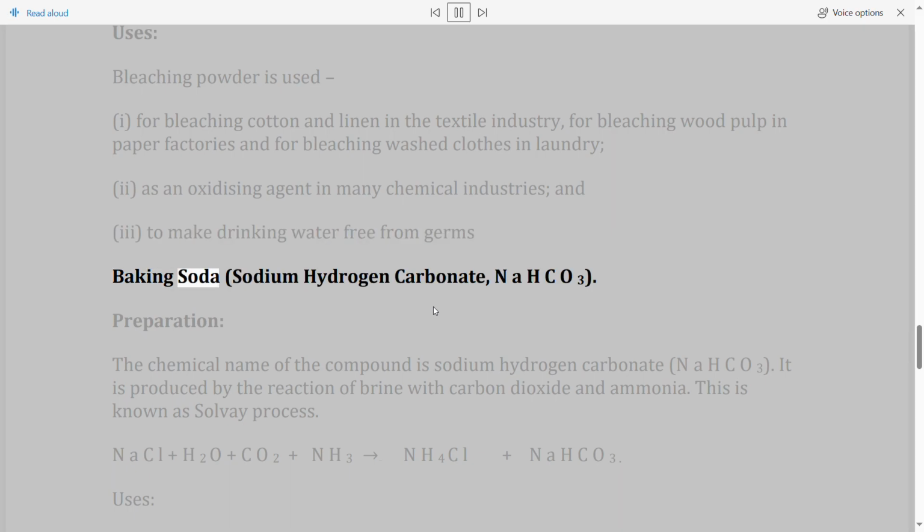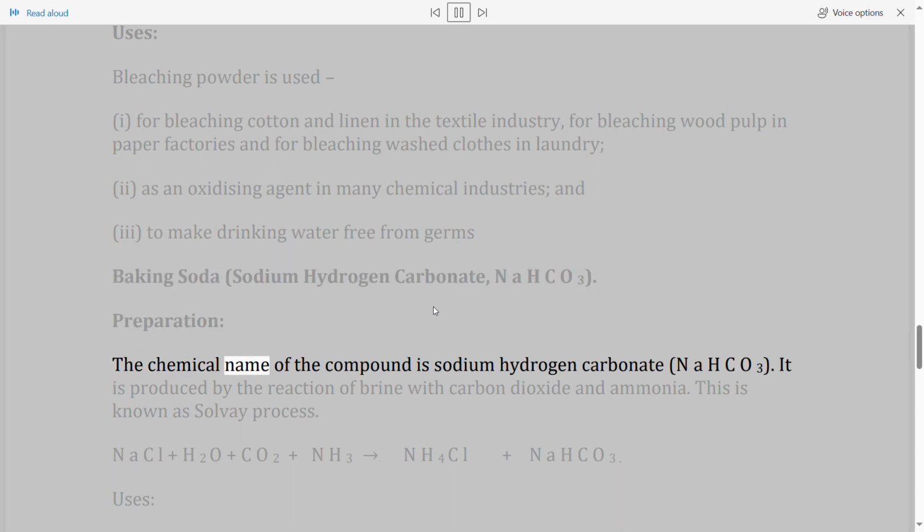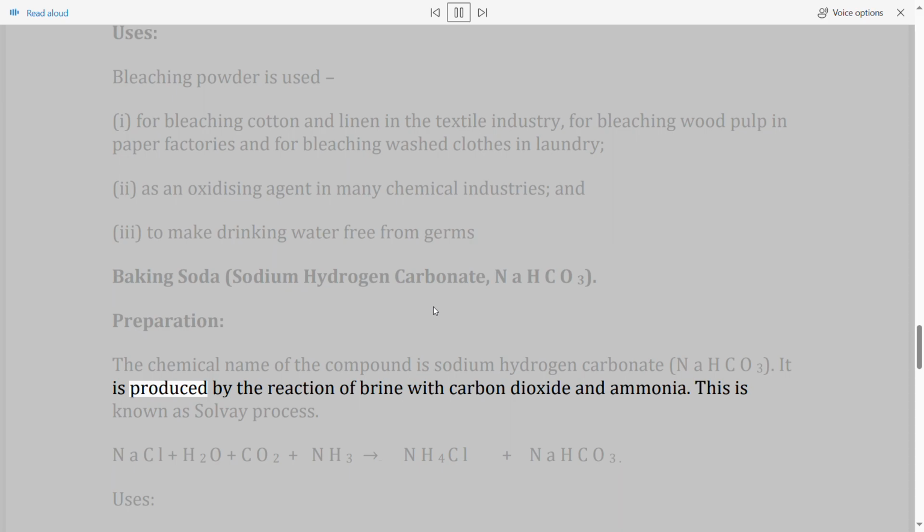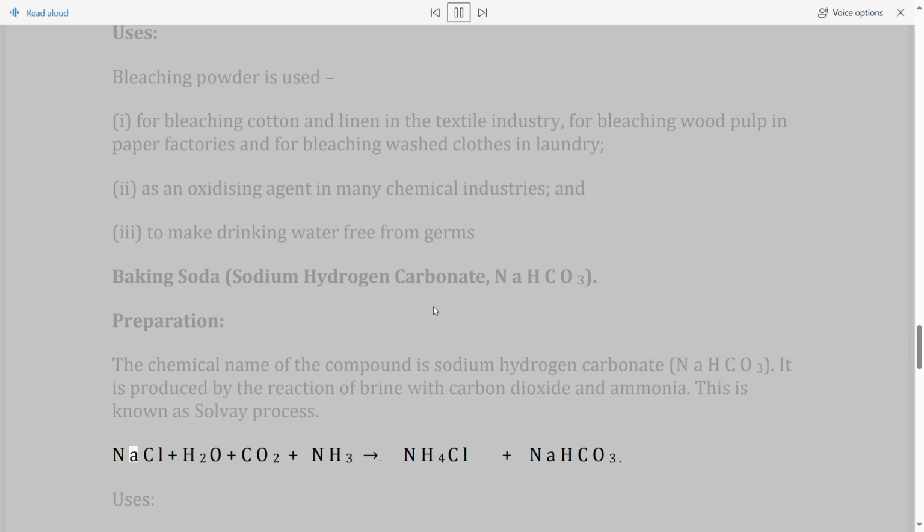Baking soda, sodium hydrogen carbonate, NaHCO3. Preparation: the chemical name of the compound is sodium hydrogen carbonate, NaHCO3. It is produced by the reaction of brine with carbon dioxide and ammonia. This is known as the Solvay process. NaCl plus H2O plus CO2 plus NH3 gives NH4Cl plus NaHCO3.